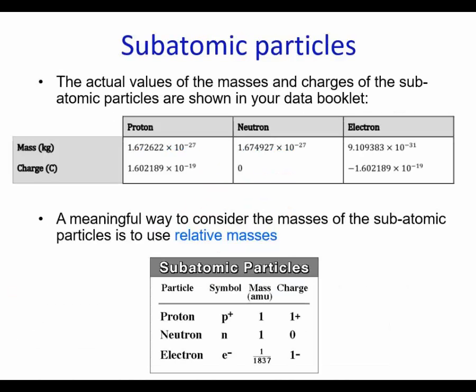The values for the proton, electron and neutron are found in the data booklet. The most important thing to remember is the proton is positive, the neutron is neutral, and the electron has a negative charge.